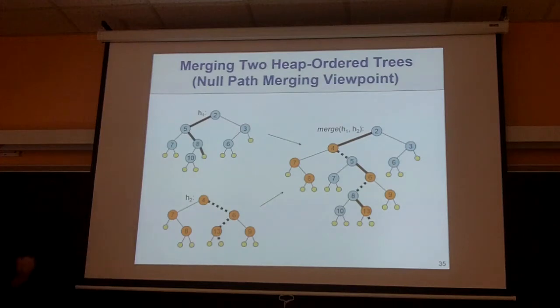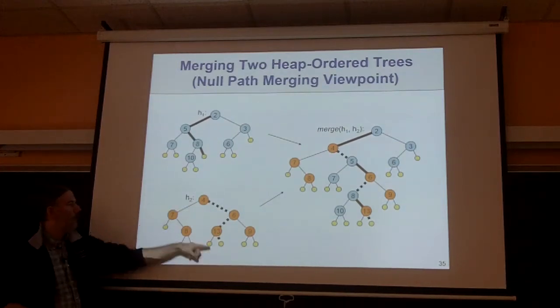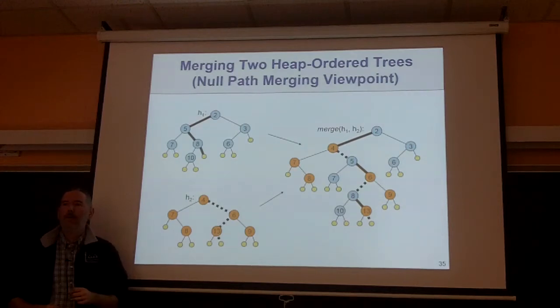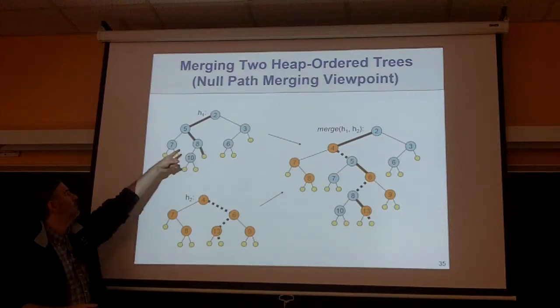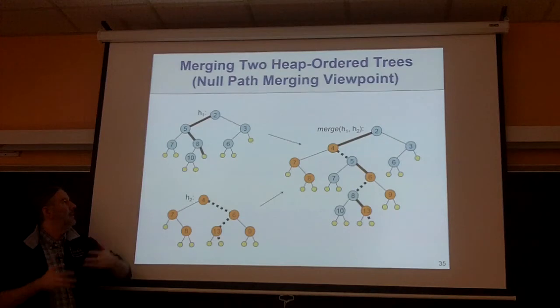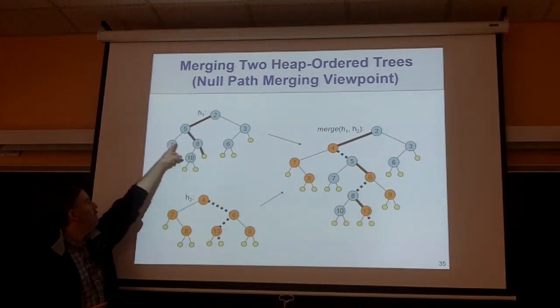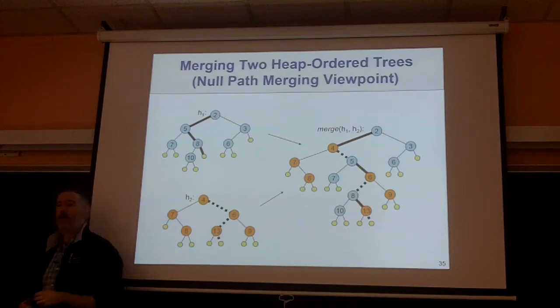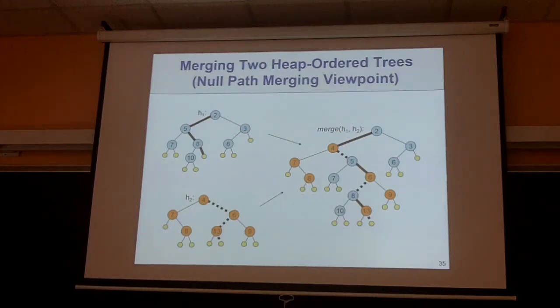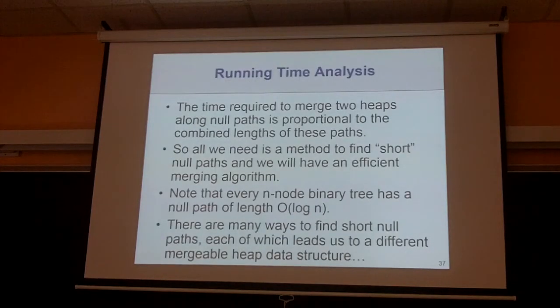Now that we have this picture in front of us and we just know that we need short null paths, how do you find a short null path in a tree? I gave you a tree. What sort of mechanisms can I put in place that allow me to find a short null path pretty easily? Like subtree sizes, like augmenting? Yeah. So let's do that.